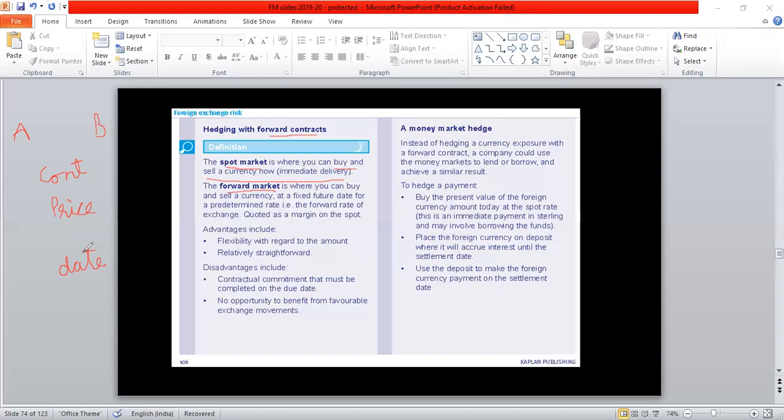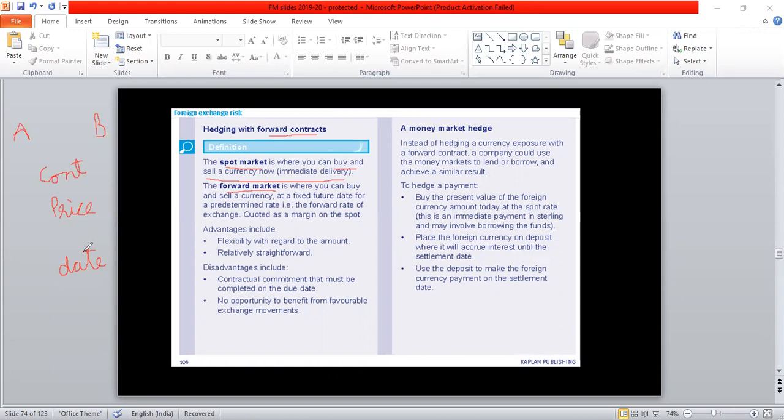Instead of hedging a currency exposure with a forward, the company could use the money markets to lend or borrow and achieve a similar result. What is a money market? A market where short-term securities are traded. We know that. We've discussed the money market instruments, which are invested into for a period less than 1 year.